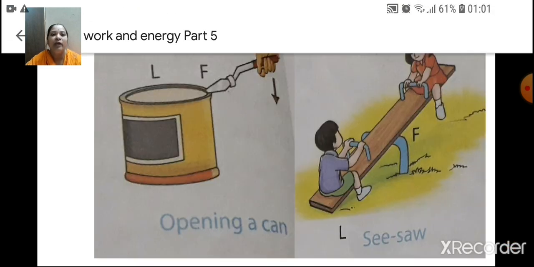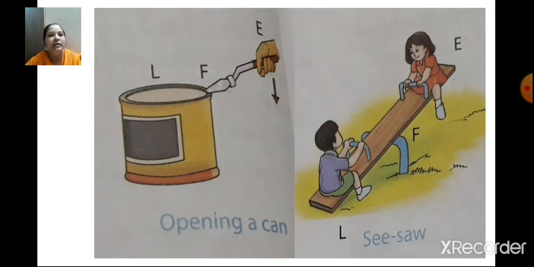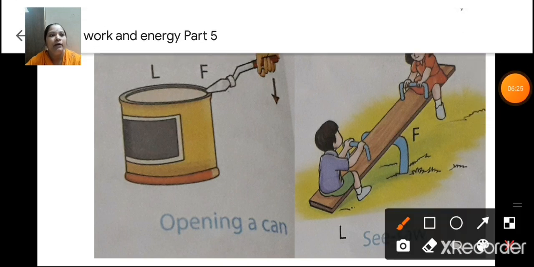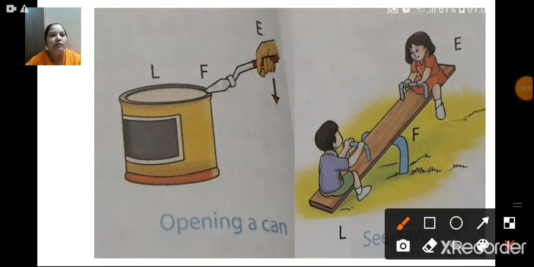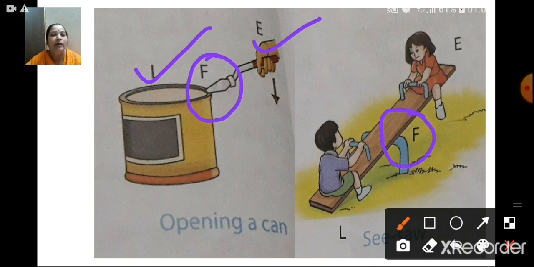Let us see more examples. Again, see here, children, the fulcrum is in between the load and effort. So these are the examples of first class lever.